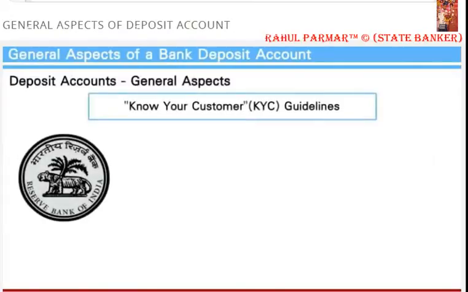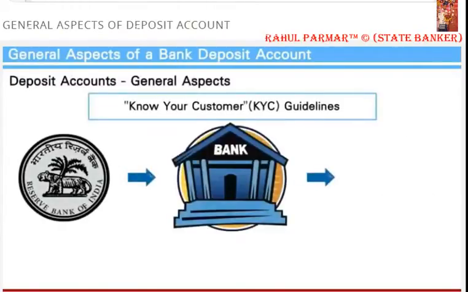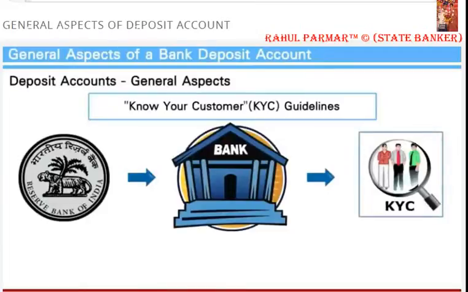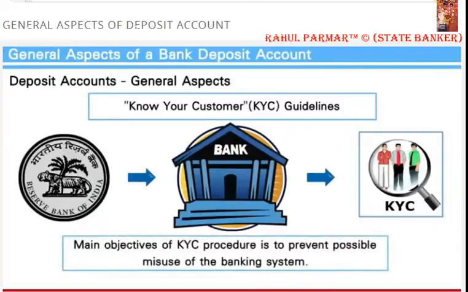In 2002, RBI had issued a directive to all banks instructing them to comply with the Know Your Customer, in short, KYC procedure while dealing with all existing domestic and non-resident customers. One of the main objectives of the KYC procedure is to prevent possible misuse of the banking system.